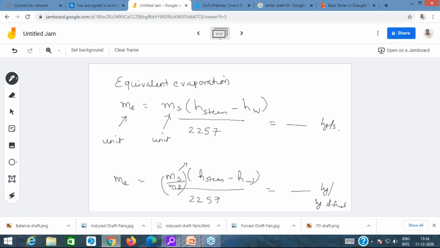So here in this case, I need to take Ms as 550 kgs per hour upon Mf as 650 kgs per hour. Okay, remaining things remain the same. And here in this case, I should take it as 550 upon 3600.